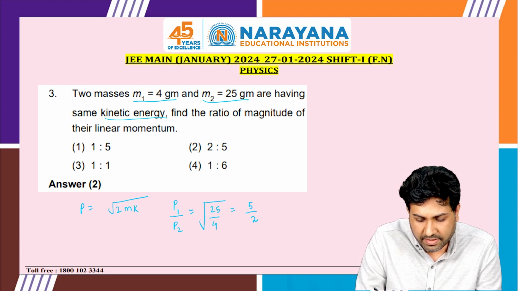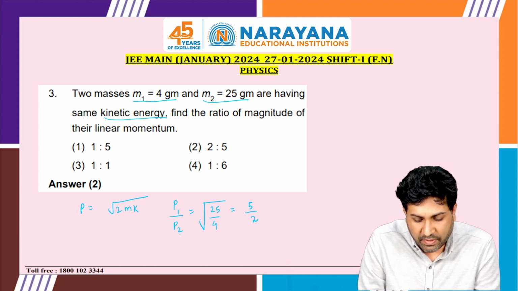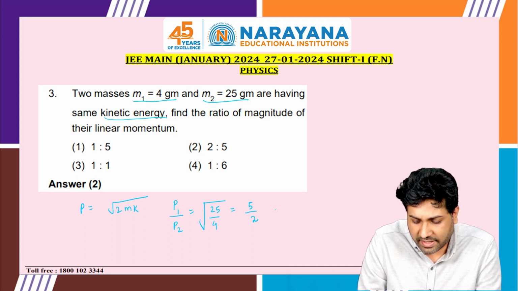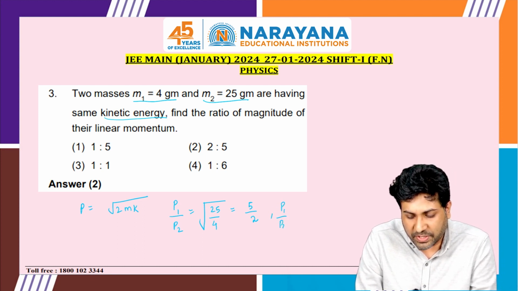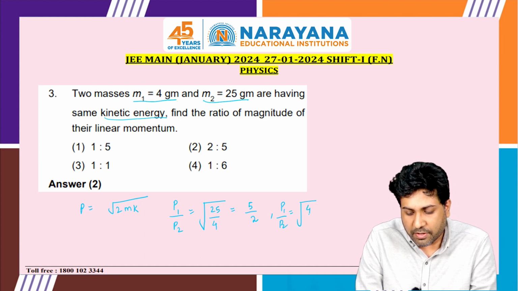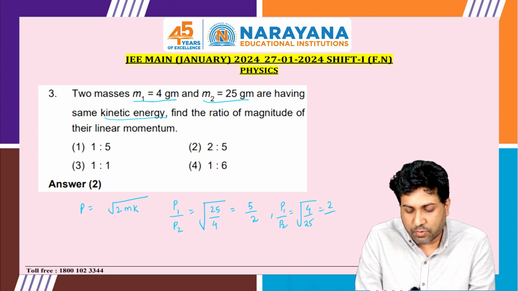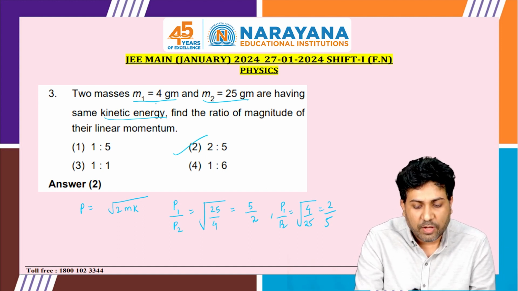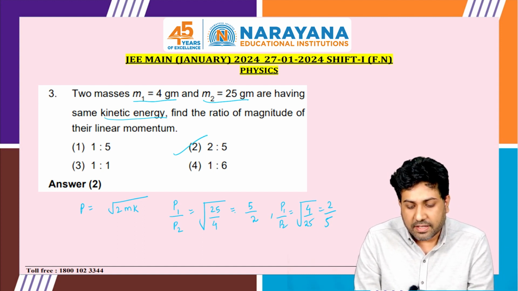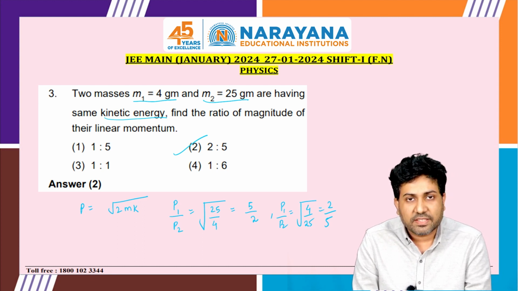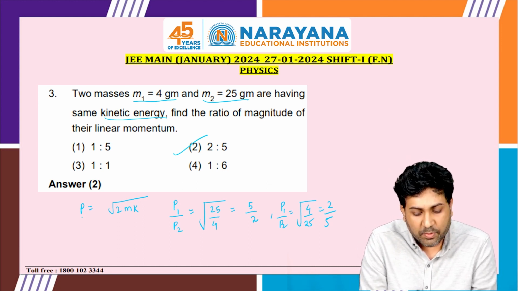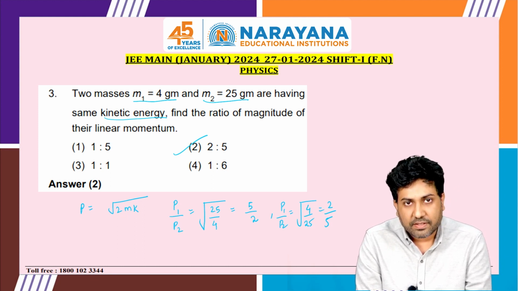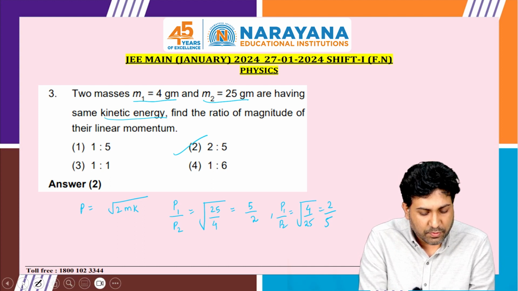Okay, just 1 minute. What we have done here, the first mass was 4 grams and not 25 grams. So just correct it here. P1 upon P2 will be equal to root of 4 by 25, that is 2 by 5. So the correct answer will be option 2. The first mass was 4 grams, and that's why I've written here first mass is 4 grams. The linear momentum is directly proportional to root m. Clear? Okay, let's move to the next question then.